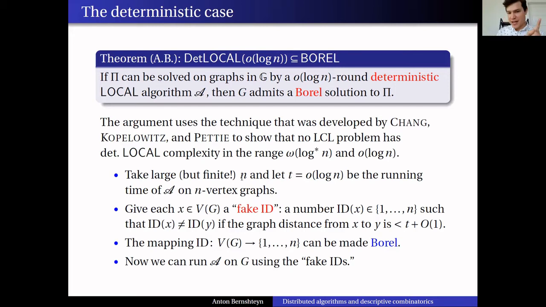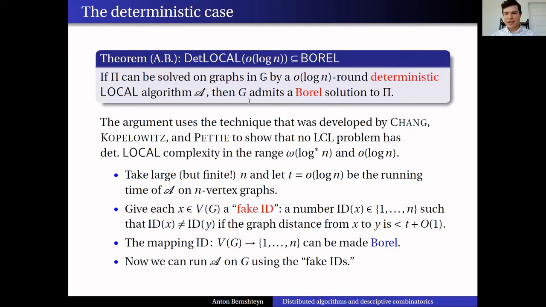Well, we're going to take a large but finite integer n, and let t be the running time of this algorithm on n-vertex graphs. And by our assumption, it's little o of log n. So we want to run this algorithm on our graph G, right? And since it's a deterministic algorithm, what does it need? It needs, for every vertex in the graph, a unique identifier. Remember, this is the setup for deterministic local algorithms. Of course, we cannot really give unique identifiers, integers between 1 and n, to all the vertices in our graph G, because G is infinite.